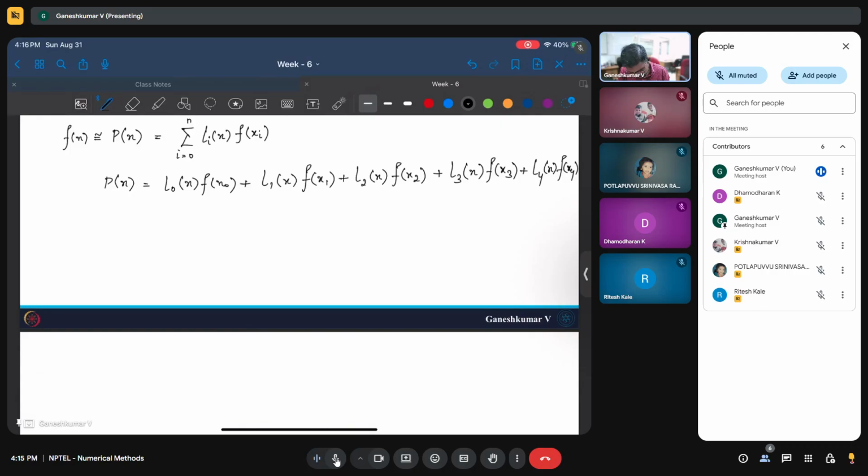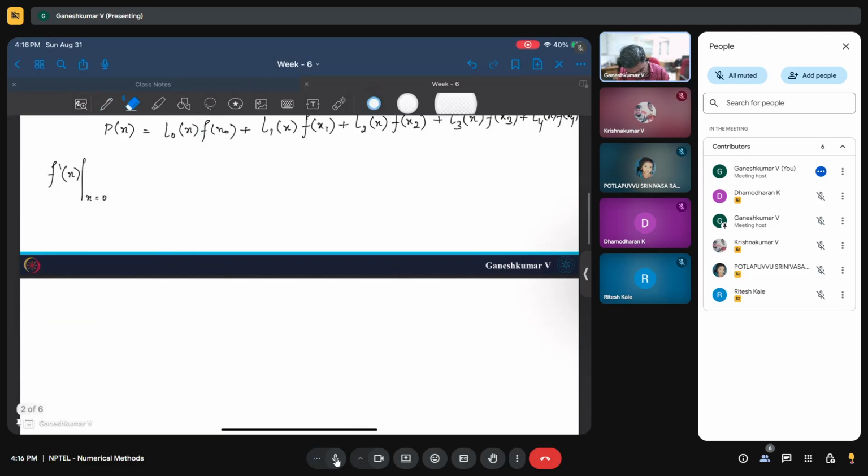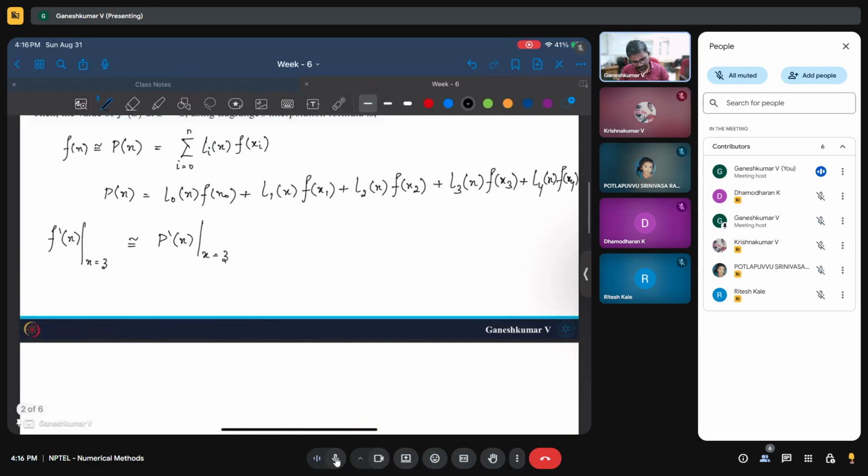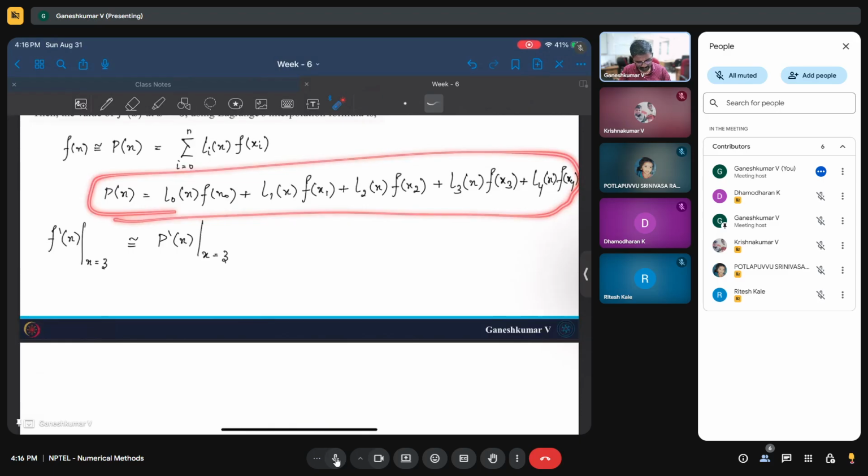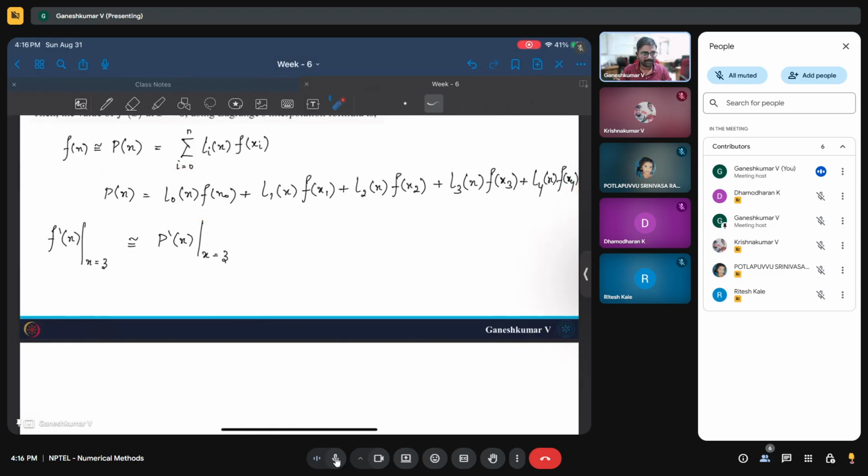What we were asked to find is f dash of x at x equal to 3, which means this can be approximated as p dash of x at x equal to 3. So this is what we need to find. We need to differentiate this entire polynomial and substitute x equal to 3. You will end up getting your f dash of x at x equal to 3.